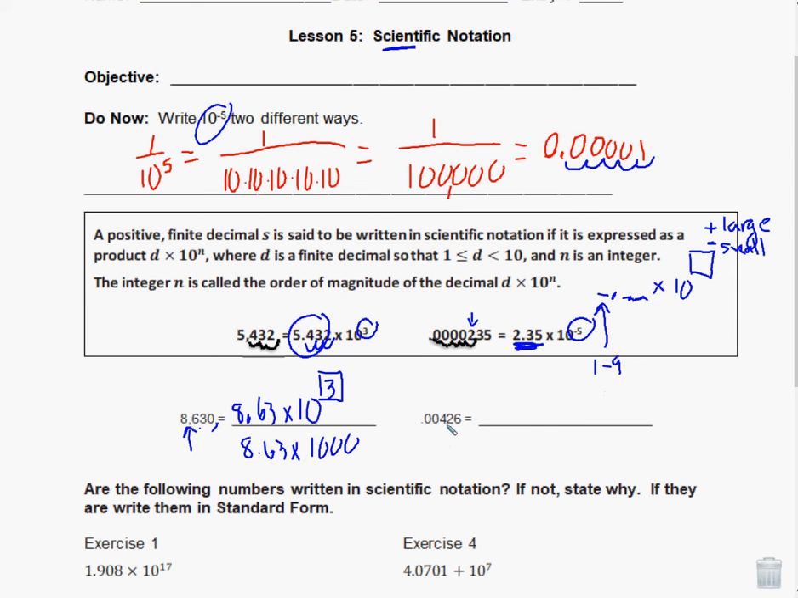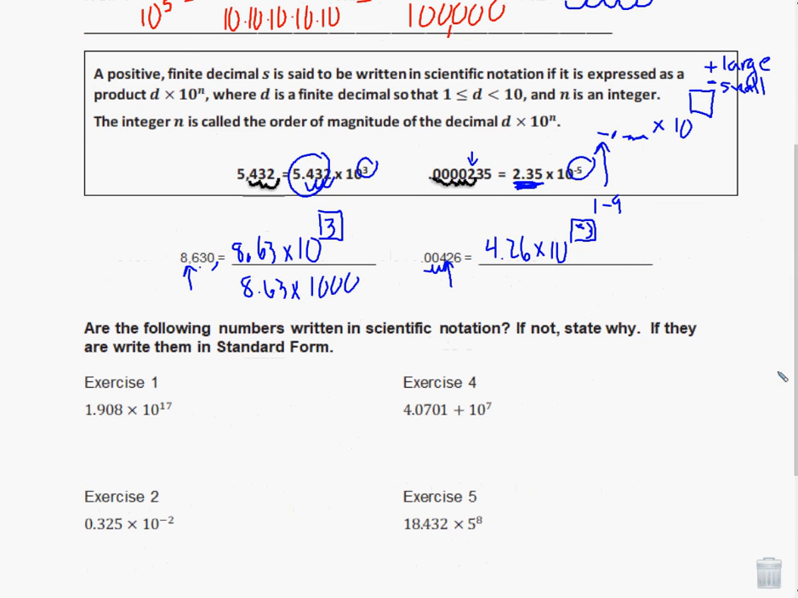So that's why I want my decimal point right here. I want the 4 and then the decimal point and then the 2, 6. I multiply it by 10 to some power. This power will be negative because it's a small number. This is a number between 0 and 1. I count how many decimal places from the decimal to the arrow, and there's 1, 2, 3. Therefore, this is a negative 3, and that is how you do scientific notation.